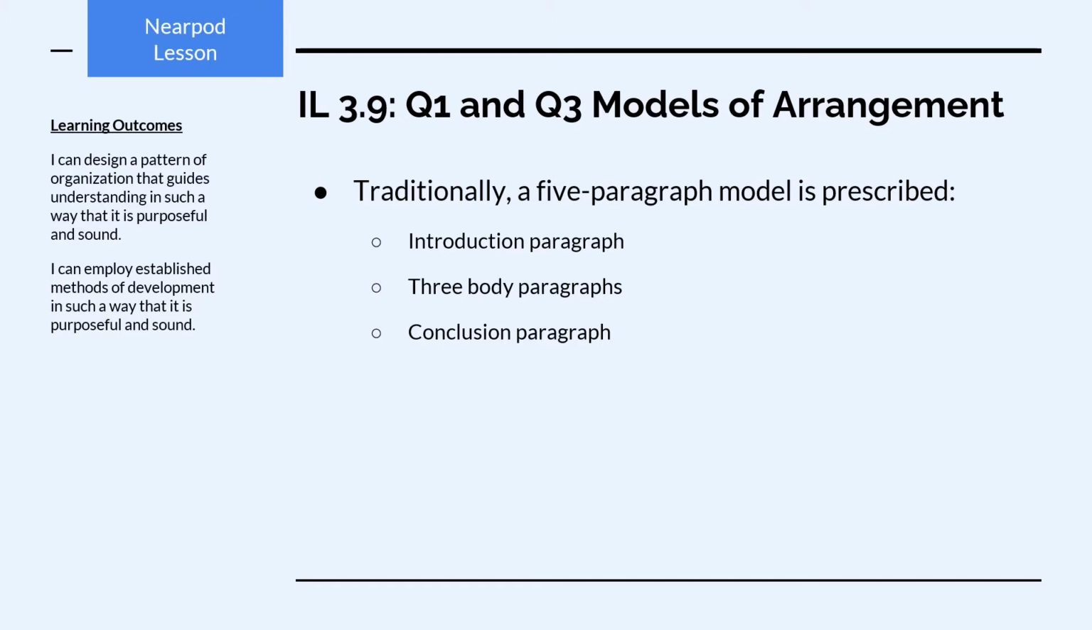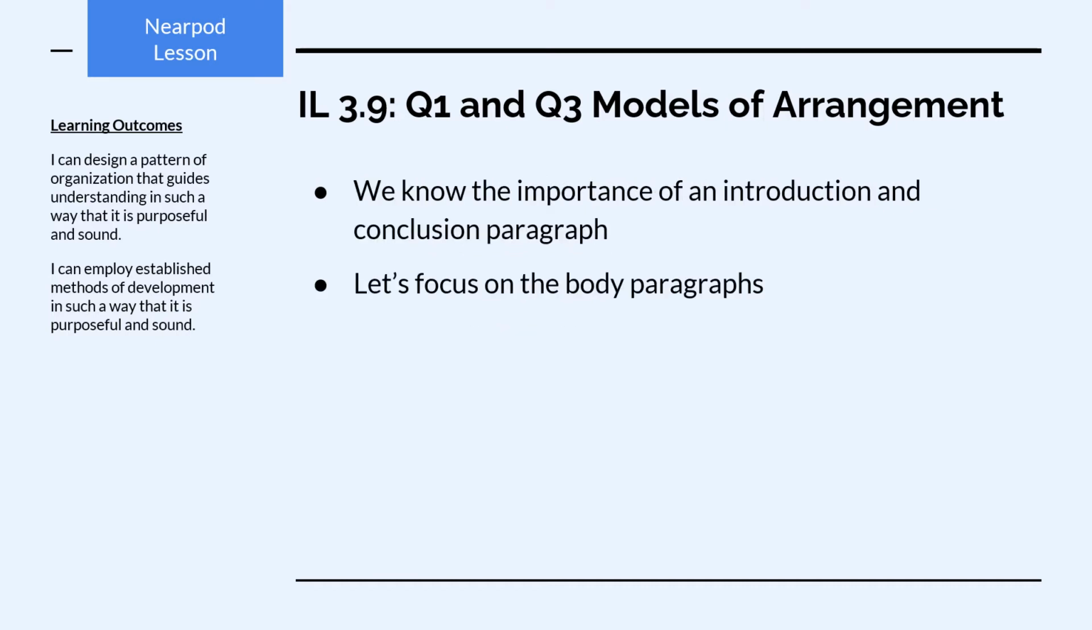Traditionally, we prescribe a 5-paragraph model for writing this kind of argumentative essay that starts with an introduction paragraph, 3 body paragraphs, and a conclusion paragraph at the end. We know the importance of an introduction and a conclusion paragraph already. So in this lesson, let's just focus on what those body paragraphs are doing.